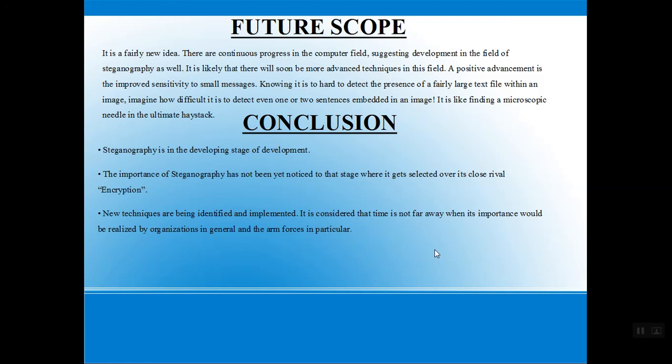Now the conclusion for all this: steganography is in the developing stage. The importance of steganography has not yet been noticed, so it has not reached the stage where it gets selected over its close rival, encryption. New techniques are being identified and implemented. It is considered that the time is not far away when its importance would be realized by organizations in general and armed forces in particular. So that's all for steganography.